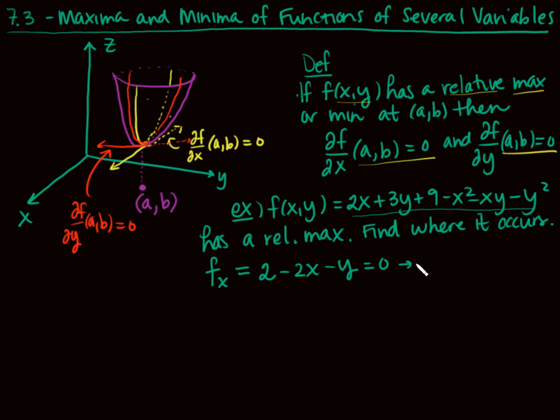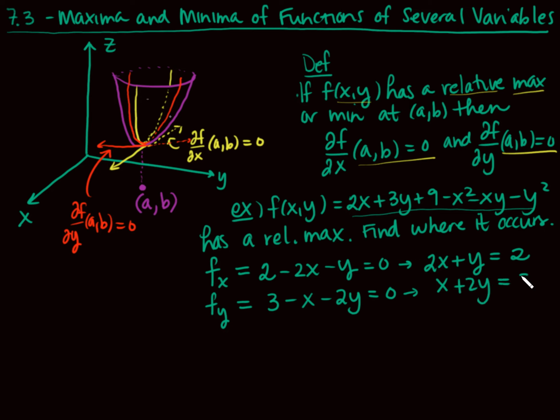Now, just to make this look kind of pretty, I'm going to move this stuff around. I'm going to add the 2x and the y over, and I'm going to leave the 2, and then I like having my variables on the left-hand side, but it doesn't matter. When I do f sub y here, I'm going to get 3 minus x minus 2y, set that equal to 0. Do the same thing. I'm going to do x plus 2y equals 3.